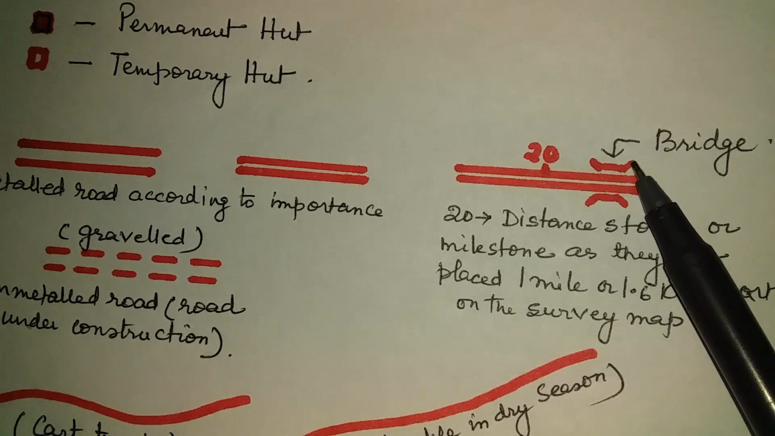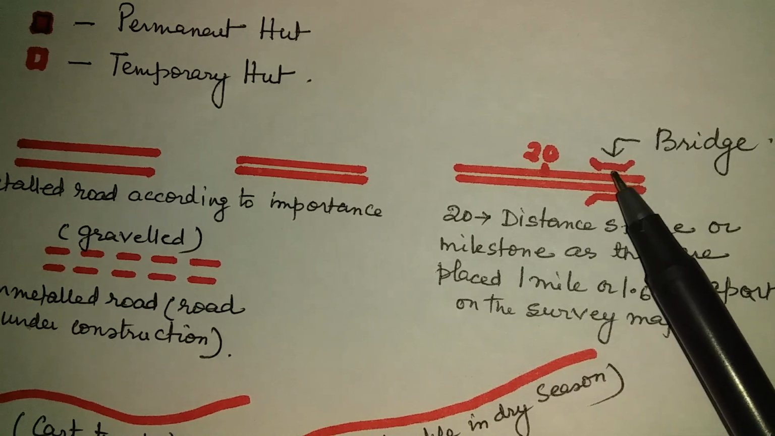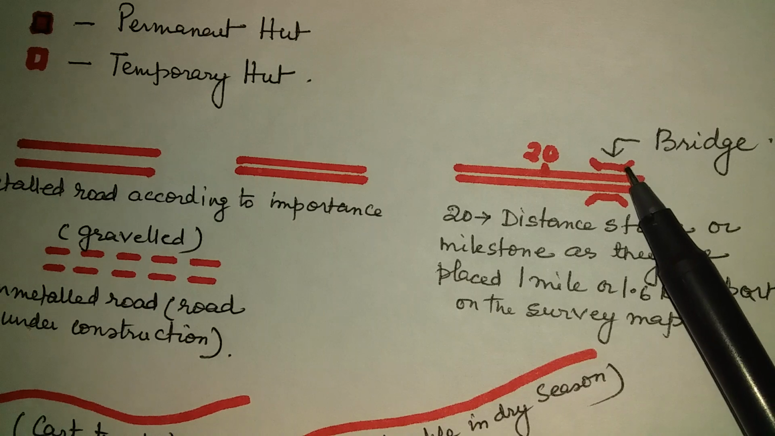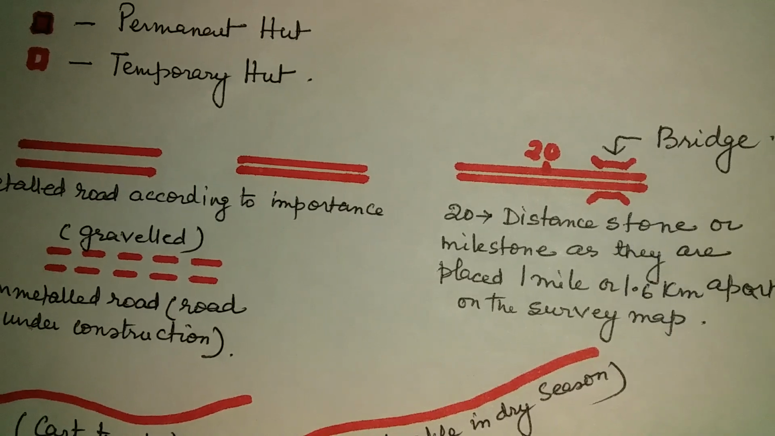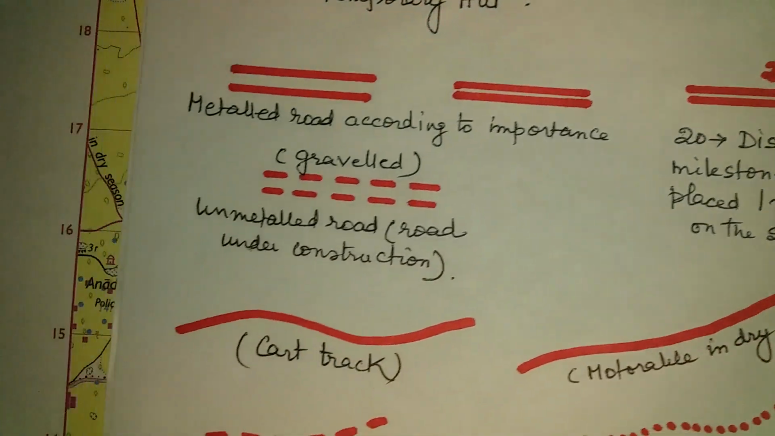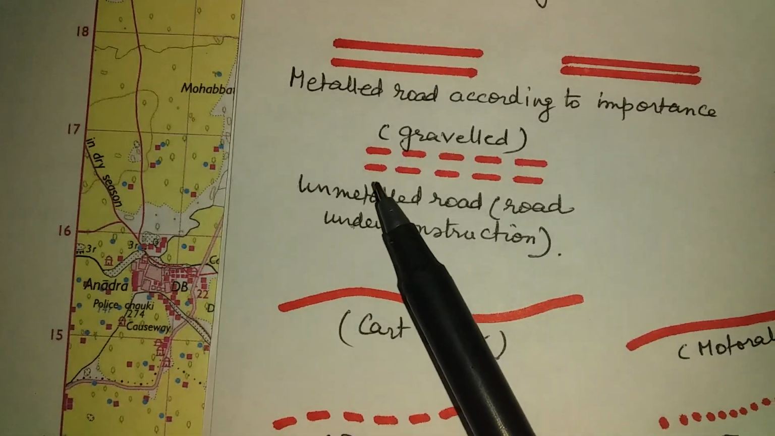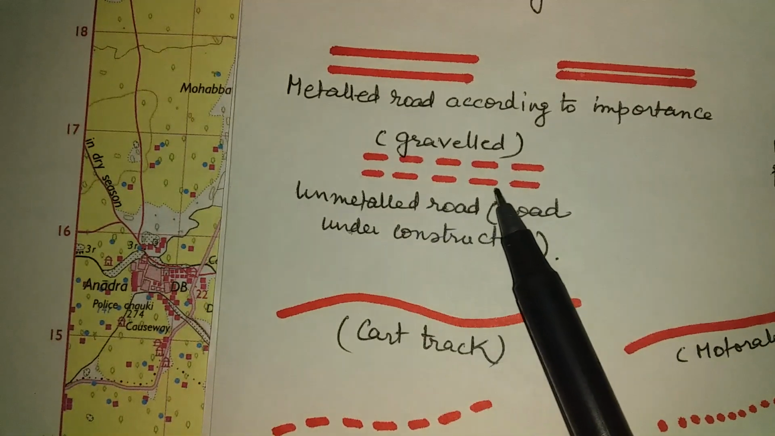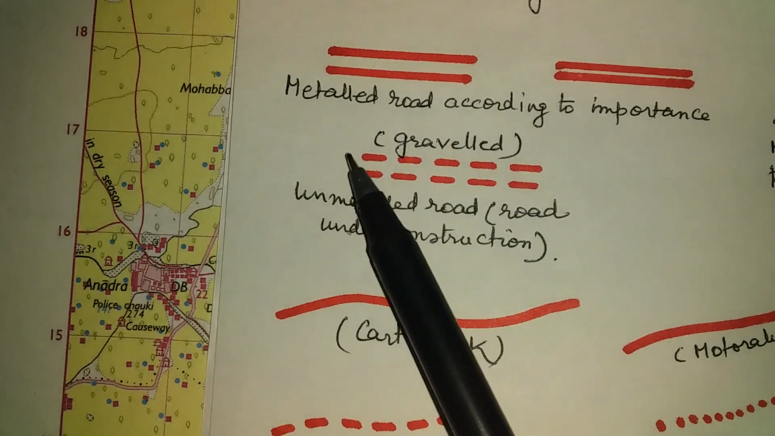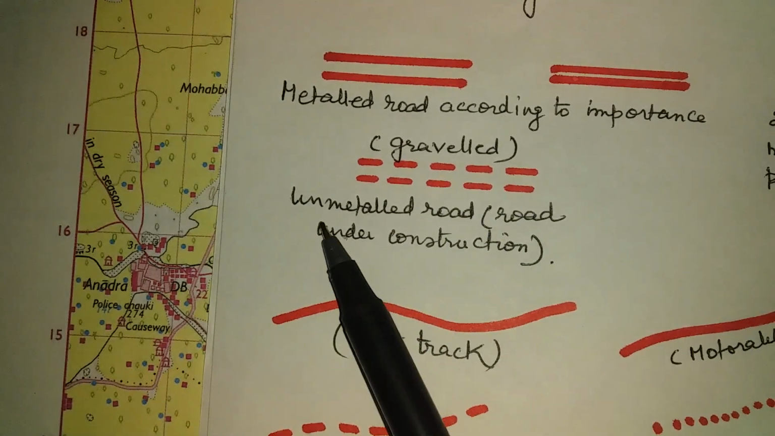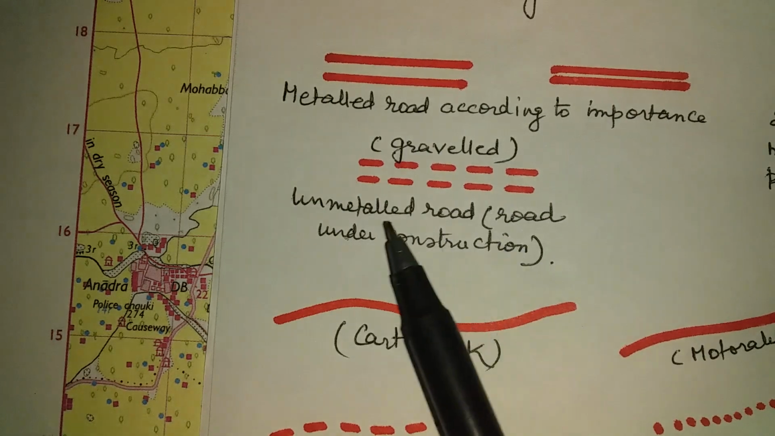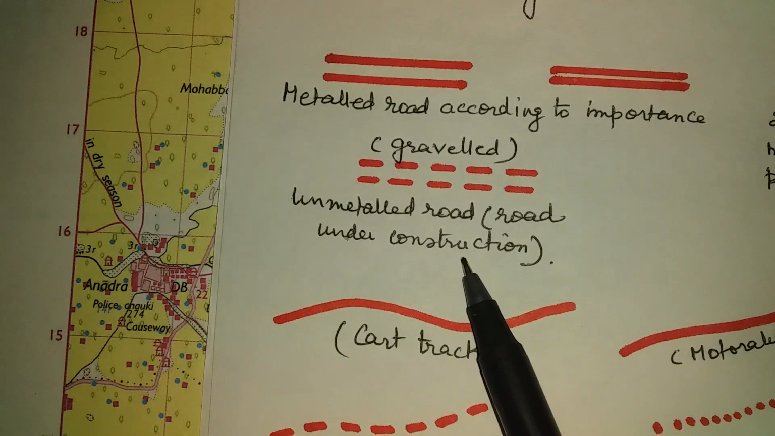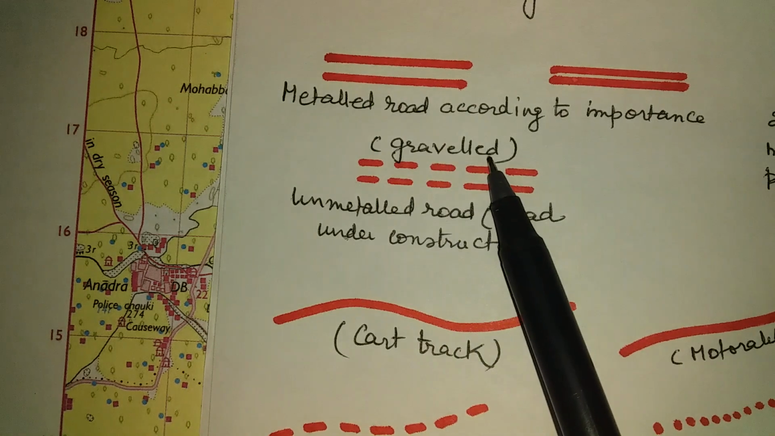Next is the bridge. If you have a bridge along the road, it will be indicated by inverted brackets, and that also in red color. If you come across a broken red line, as you see in the picture, it refers to unmetalled road or sometimes road under construction, and it will be gravelled.